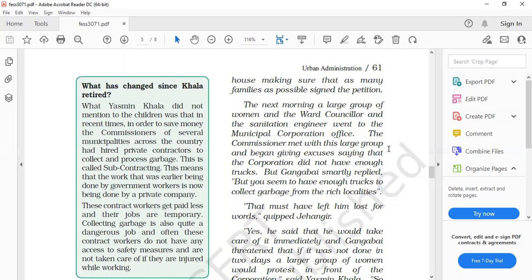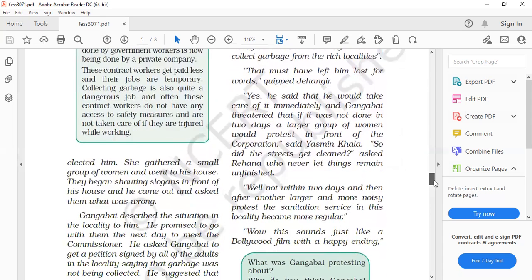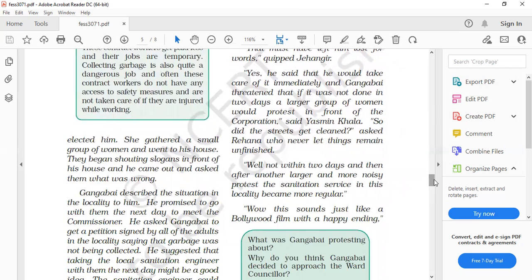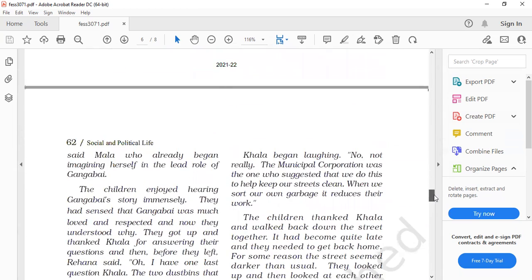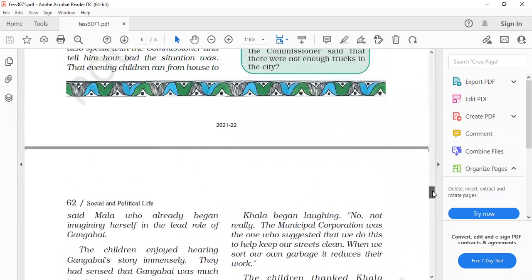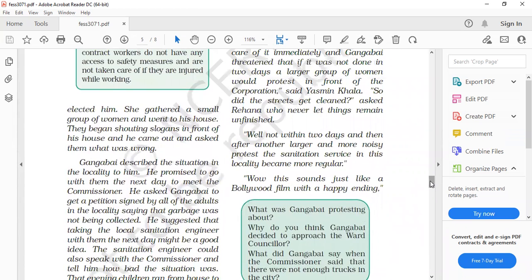You don't need to write these things. You have to write that the engineer went to the municipal corporation office and the commissioner met with the groups, and within 2 days they cleaned the area. If you read the story, you can understand that the municipal corporation acted within 2 days because Gangabai threatened that if it was not cleaned, more protests would follow. So within 2 days, the area was clean. This is your answer. This is the outcome.